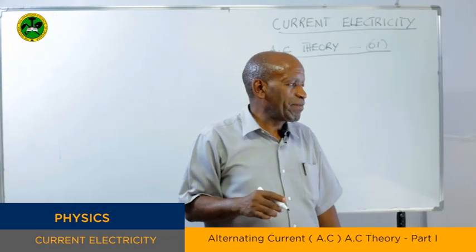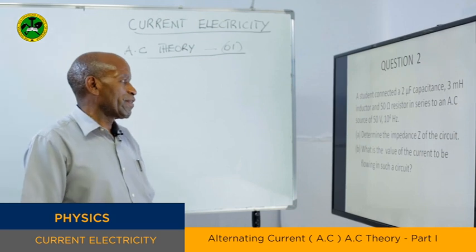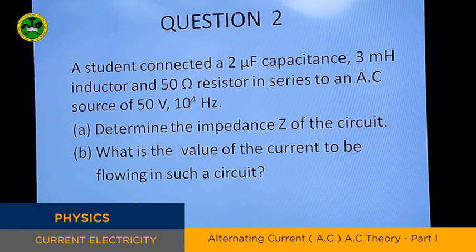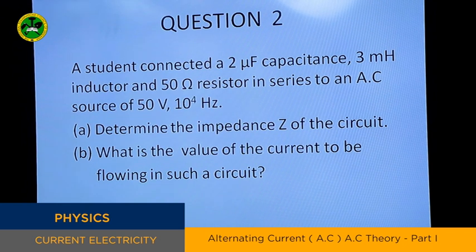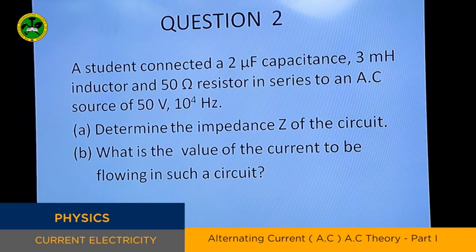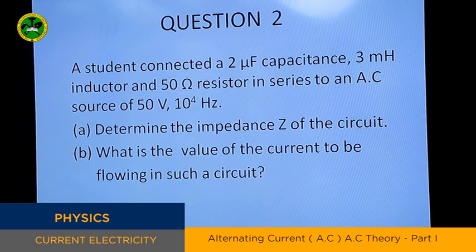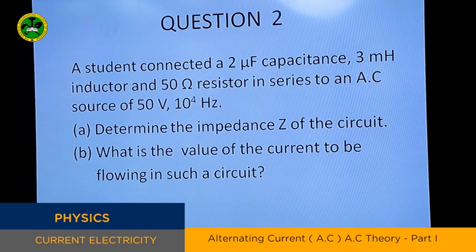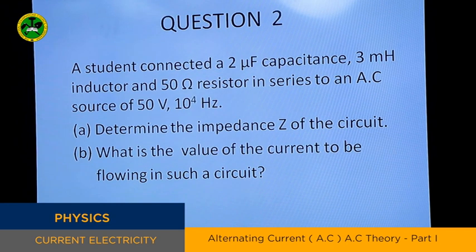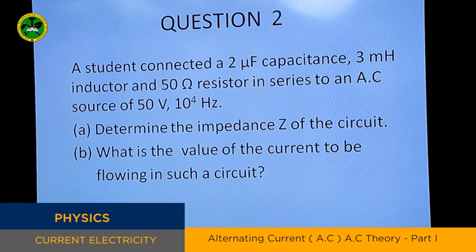So let's go to question number 2. Here is the question. A student connected a 2 microfarad capacitor, a 3 millihenry inductor, and a 50 ohm resistor in series to an AC source of 50 volts and 10 power 4 hertz, that is 10,000 hertz. A. Determine the impedance of the circuit. B. What is the value of the current flowing in such a circuit?